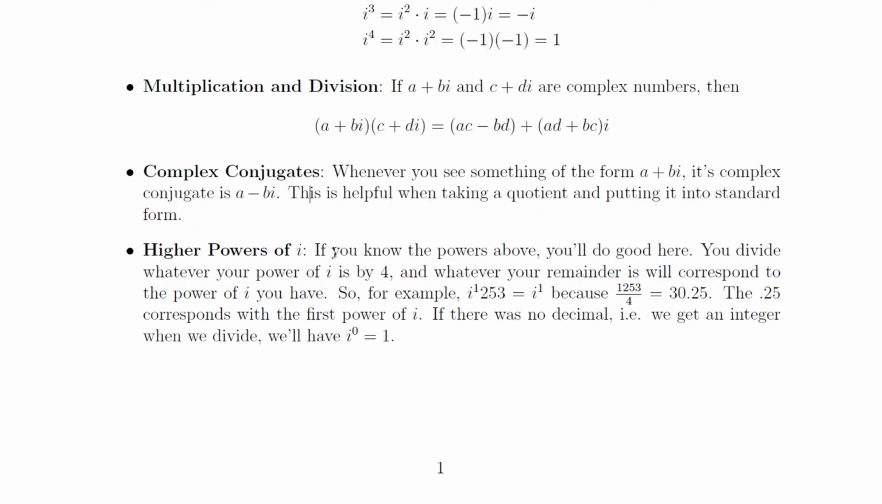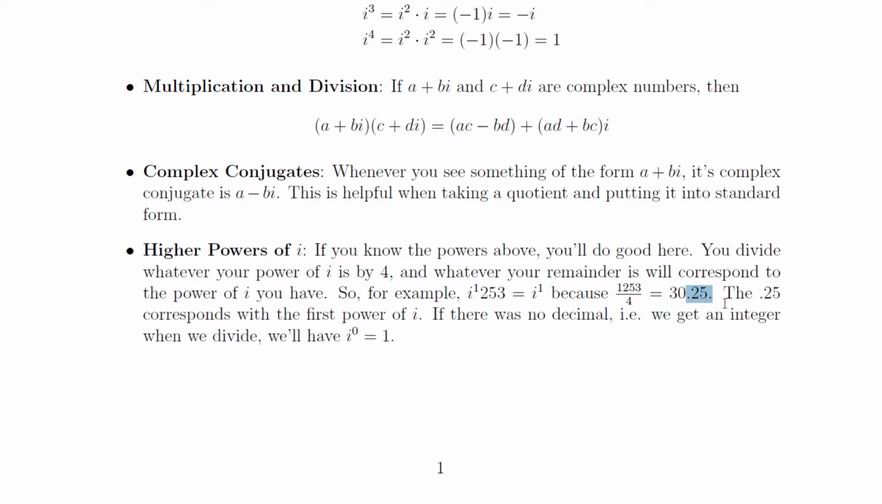Higher powers of I, the trick here is you divide whatever the power of I is by 4. For example, this should be I to the 1253rd power. I made a mistake when I typed this up. So with 1253, you divide it by 4, and you get 313.25. Really what you're looking at is the fraction, or the decimal point.